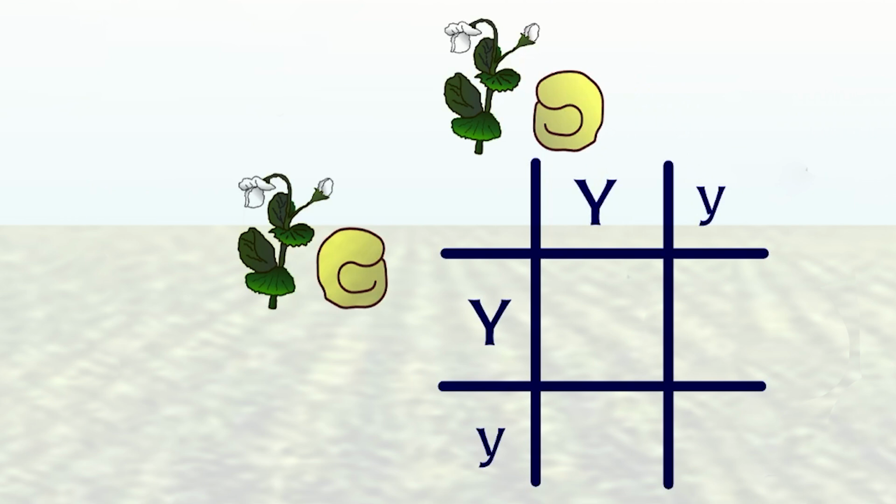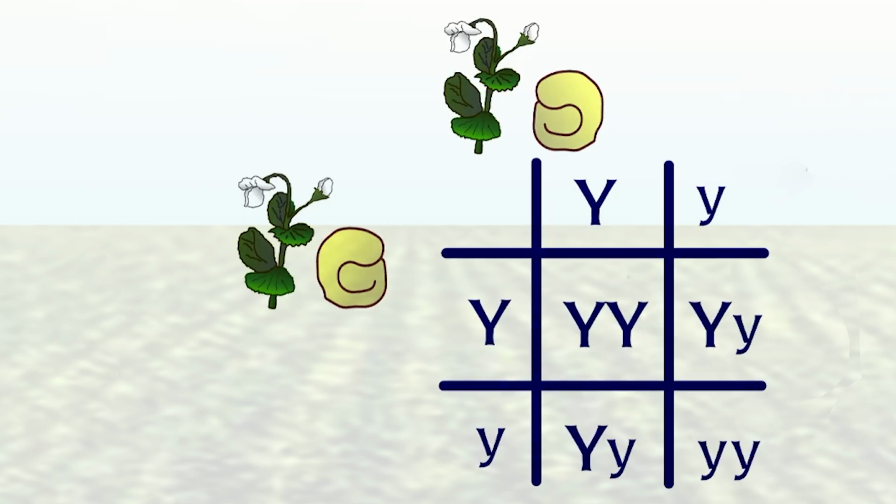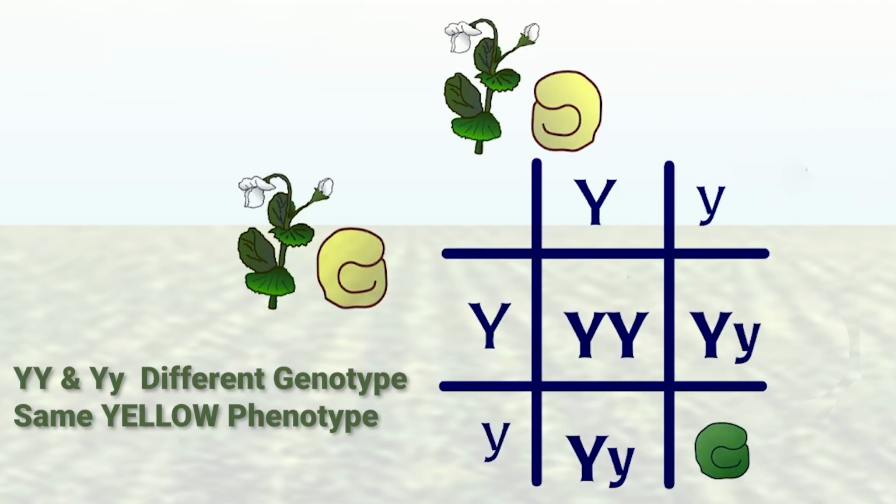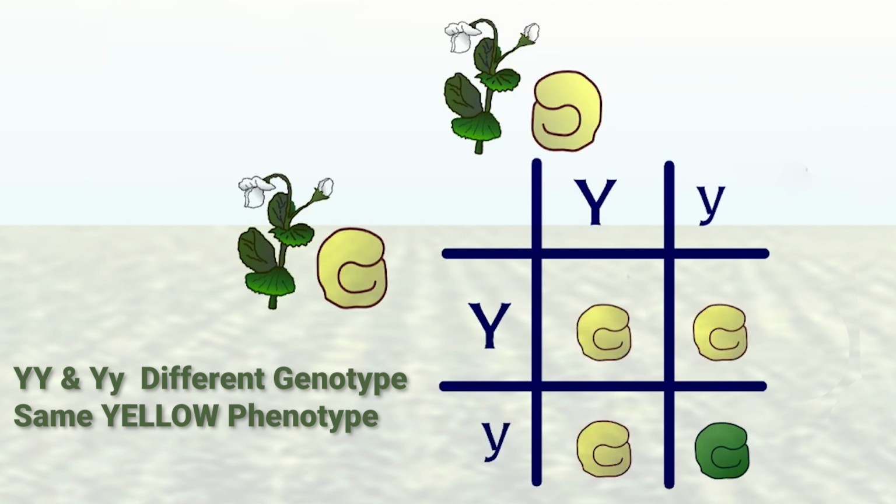One parent is represented along the top, while the other parent is represented along the side of the square. Offspring result from the pairing of the gametes, one from each parent. The offspring genotypes are capital Y capital Y, capital Y small y, and small y small y. Small yy is green, while capital YY and capital Y small y have different genotypes. They have the same yellow phenotype.